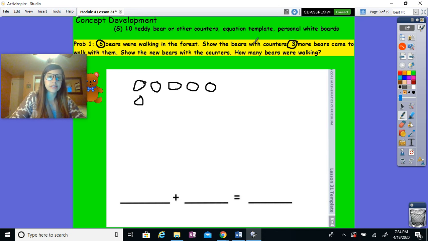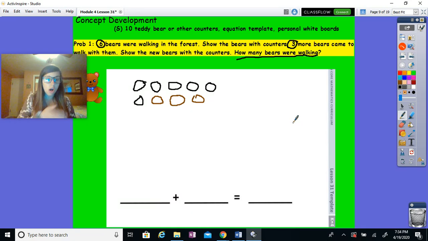3 more bears came to walk with them. Show the new bears with the counters. How many bears were walking? Okay, so we started with 6 bears. 6 friends were walking in the forest and 3 more bears come to join them. So let me change my color, change it to brown, because we have black bears and brown bears. And it says 3 more, so I'm going to draw 3 more circles. 1, 2, 3. Okay, excellent.